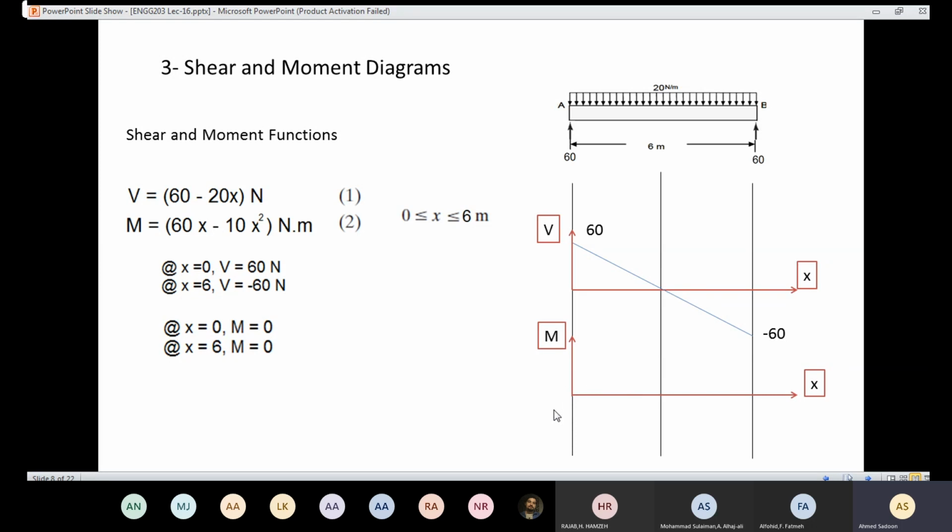Again, I need to draw some points. I'm going to start with x equals 0. So when x is 0, the moment is going to be 0. When x is 6 meters, the moment again came out to be 0. So here I have 0 and here I have 0. So like I said, we are going to have a curve, and at the same time, when the value of the shear is 0 here, the moment is going to be maximum.